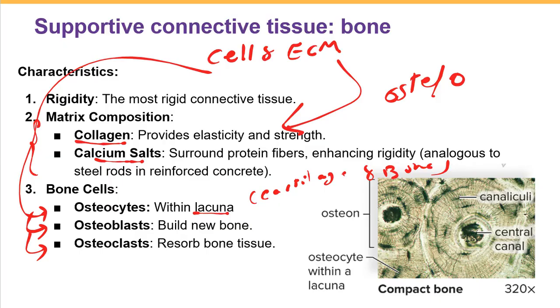And also don't forget, we have the bone cells that build new bone, called osteoblasts, and we have the bone cells that resorb bone tissue or break down the bone matrix, called osteoclasts. So that's the reason our bone tissue is always alive, always rebuilding new bone and breaking down the old bone.